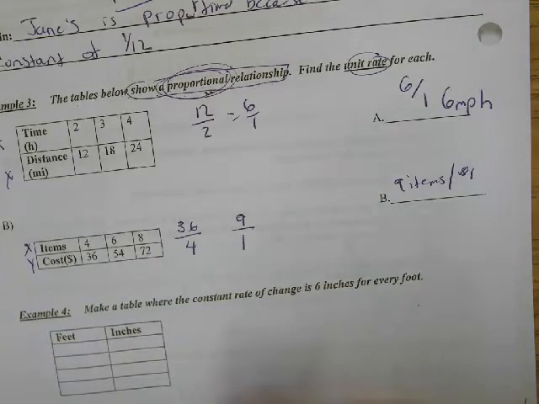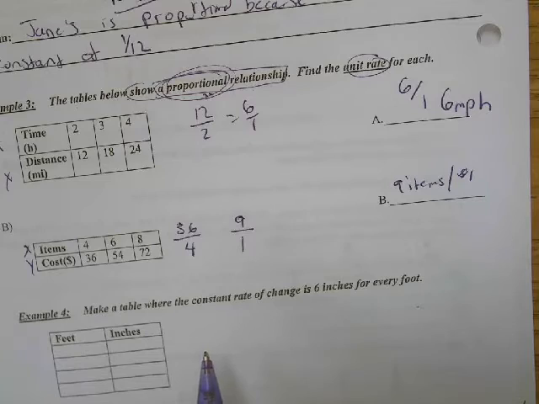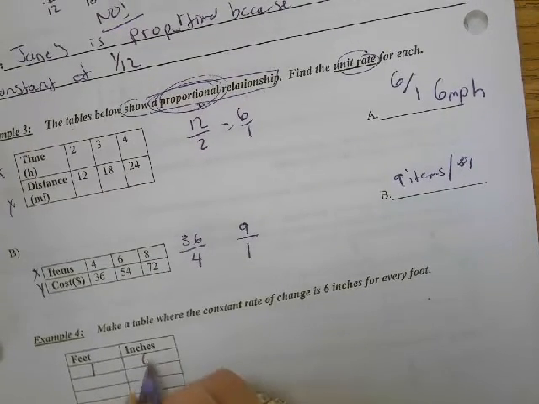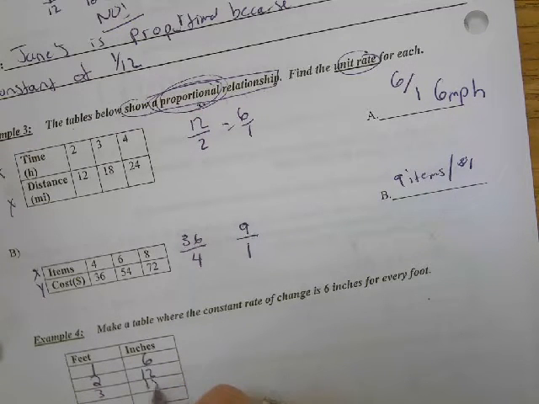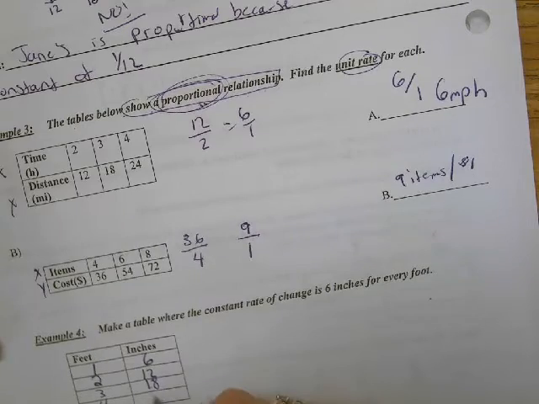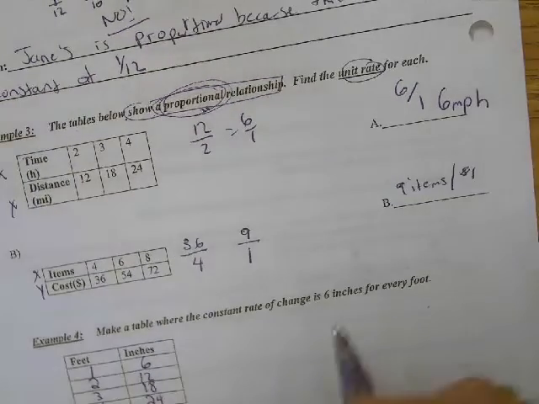Okay. Make a table where the constant rate of change is 6 inches for every foot. So if it's 1 foot, 6 inches. If it's 2 feet, it's 12 inches. If it's 3 feet, it's 18 inches. If it's 4 feet, it's 24 inches. So multiplying by 6 each time.